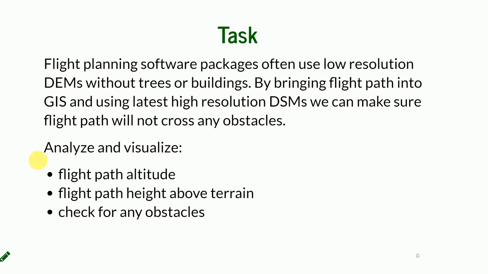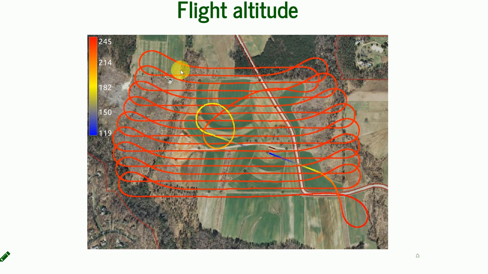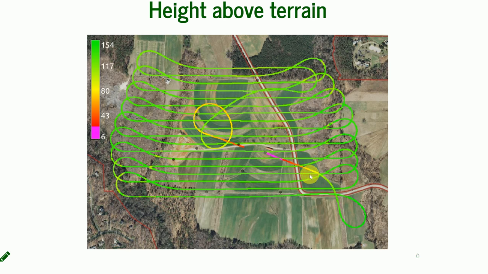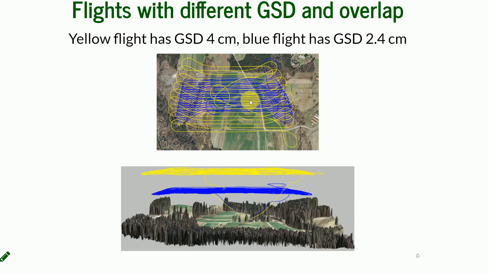So you will analyze and visualize the flight path altitude and the height above terrain, and then you will check for any obstacles. And this is how it looks. It's the flight altitude. This is the flight height over terrain. So you can see it's low when you take off, then it reaches the specific height with some fluctuations, and then it lowers when you land. And then you can visualize it here.